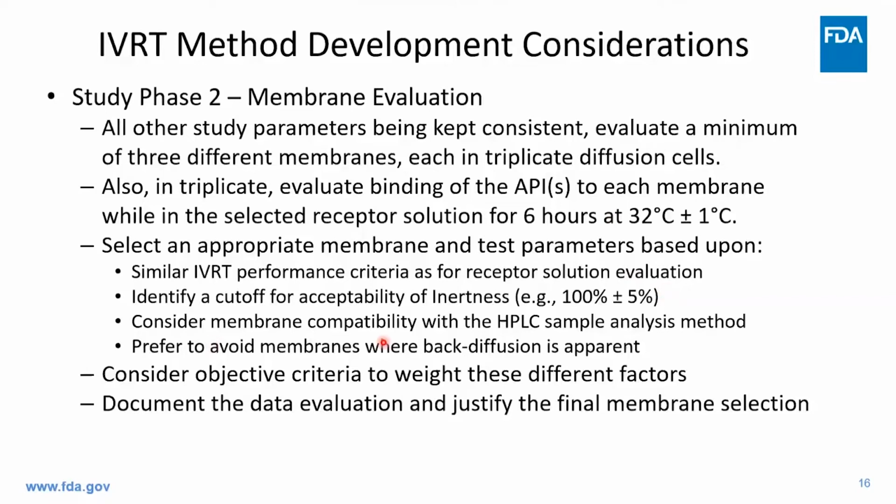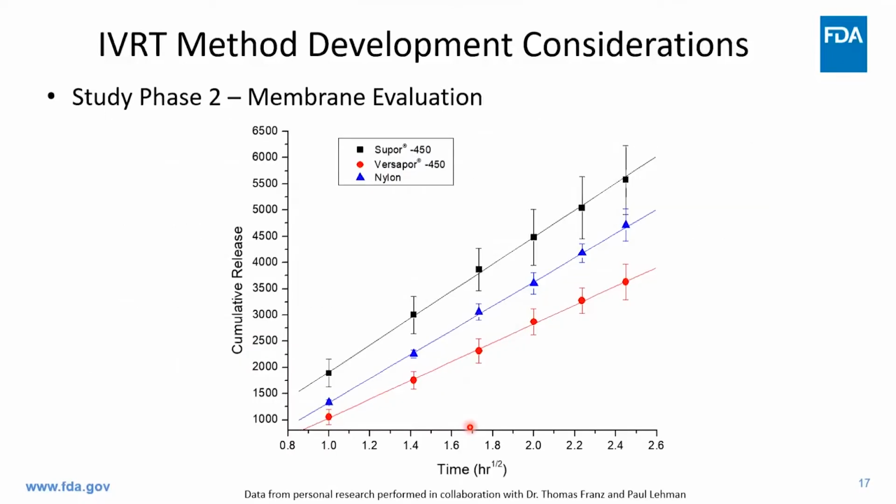Also consider the membrane compatibility, that it doesn't leach out anything that could be an issue in your HPLC sample analysis method, and prefer to avoid membranes where you're seeing any back diffusion. So again, consider some objective criteria to weight these factors when looking at the data, and then document that data evaluation so that you can justify how you eventually selected your membrane. I guess here's an example for different membranes. And again, you sometimes have to balance the criteria in terms of the performance of the release rate. You typically don't want to see high variability, for example.